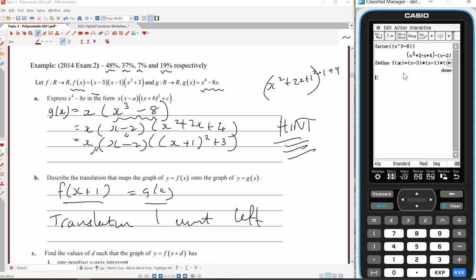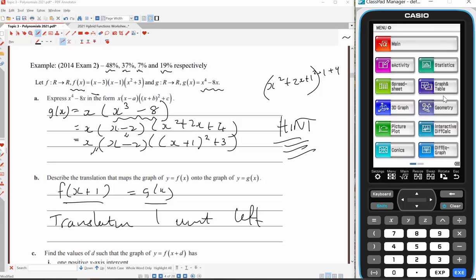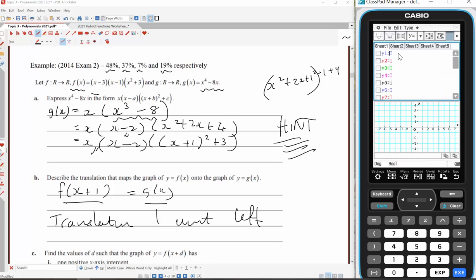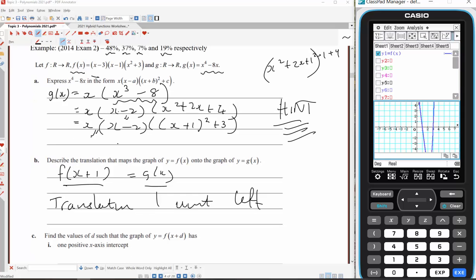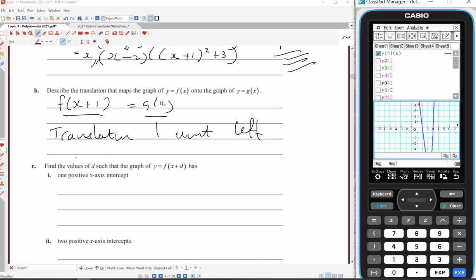Okay, so let's go and have a look. So we're going to go to menu and graph and table. All right, and shift 8 for f of x, check and graph. All right, so there is f of x. All right, so find the values of d such that the graph of f of x plus d has one positive x-axis intercept.